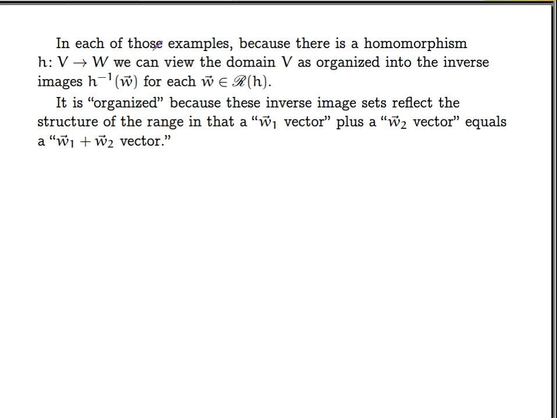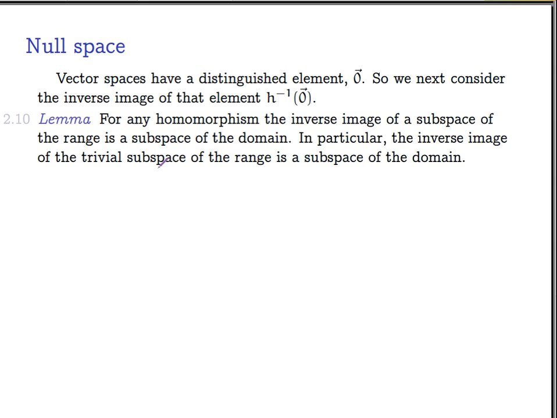In each of these examples, because there's a homomorphism from V to W, we can view the domain V as organized into the inverse images. And it's organized because these inverse image sets reflect the structure of the range in that a W1 vector plus a W2 vector is equal to a W1 plus W2 vector. It may take you a little while to wrap your mind around that concept, but if you go back to the picture and work through that a couple times, I think it will become clear.